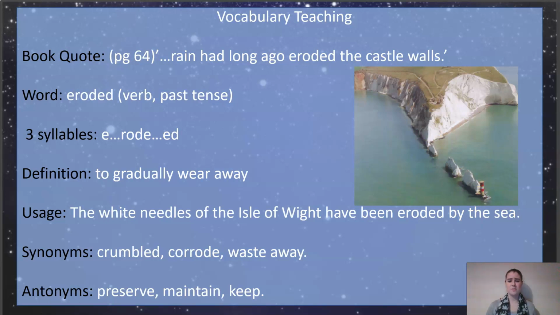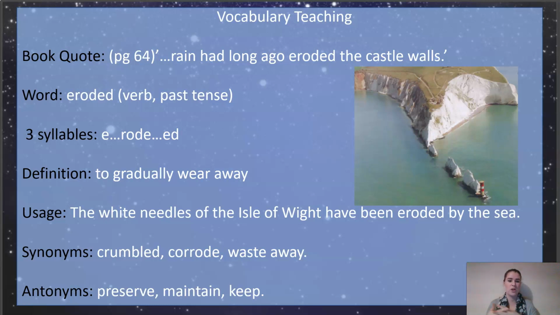So when something's eroded, it means to gradually wear away. And those needles on the south coast of the Isle of Wight have definitely gradually worn away. They've just started to disappear. So another example for that would be if something crumbled or corroded or wasted away. So obviously these cliff edges along here as well, these will eventually start eroding away as well because that lapping of the sea and the wind will take teeny tiny bits of it off every single time.